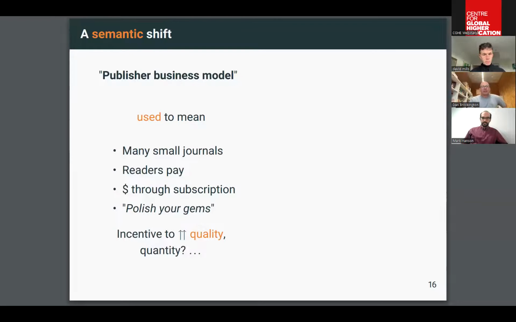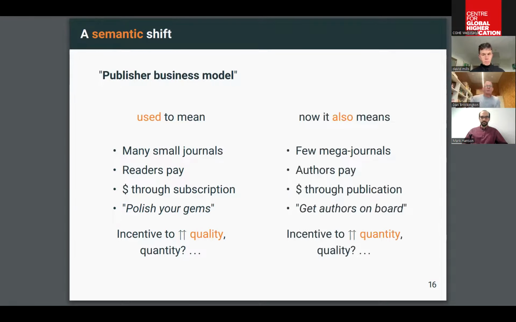And publishing business models have changed as well, from cultivating and polishing many small journals for which readers would pay through subscription, where the emphasis was on maintaining quality and limiting the quantity. And now publishing business models means, well, you can have just a few journals. They can cover a massive variety of topics. Authors pay. Once you get the author's article processing charges, well, then you've made your money. And the incentive there is to increase quantity always, but the questions are for quality.